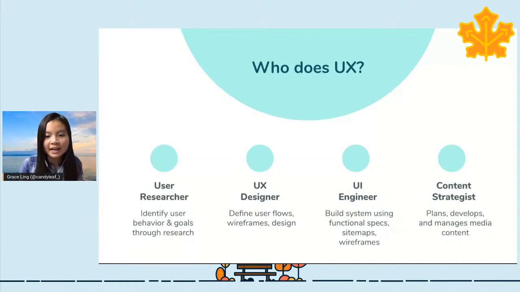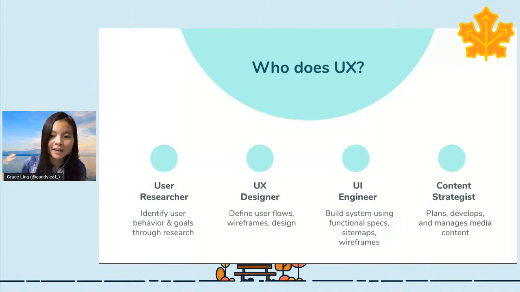You can also be a UI engineer, UX engineer. Basically, you are involved in a lot of design systems, like building systems, using functional specs, sitemaps, wireframes. Basically, the bridge between designer and developer. You help make proofs of concept for the design, making sure it's possible to be implemented by the developer as well. So you have to have knowledge of both design and development. It's a little bit of both.